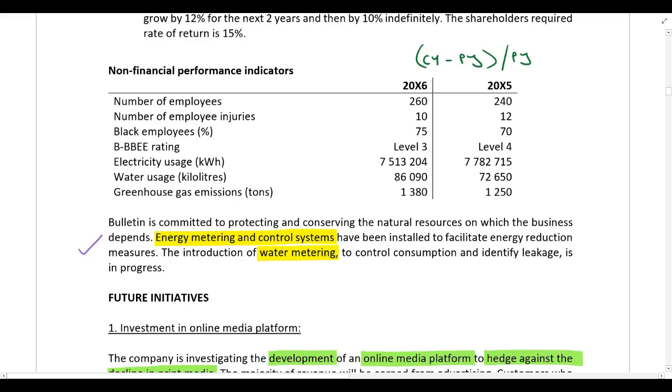For electricity usage, water usage, and greenhouse gas emissions, we can calculate a change or a movement from the prior year to the current year. All right, so those are the calculations that we're going to look at. Calculate the change in the number of employees, the number of employee injuries, electricity usage, water usage, and greenhouse gas emissions. Simply by taking the current year, deducting the prior year, and dividing by the prior year. Very, very simple calculations. Then we'll use that for our discussion.